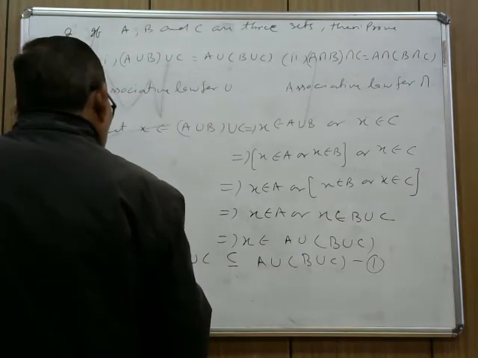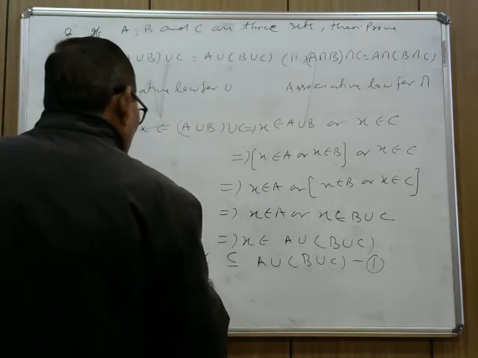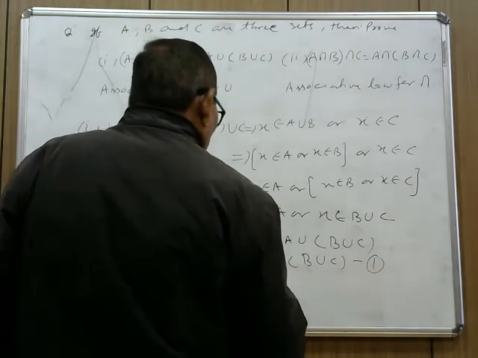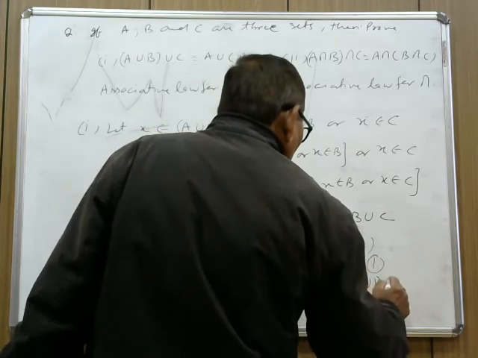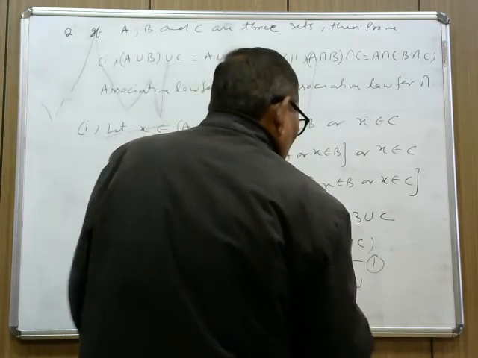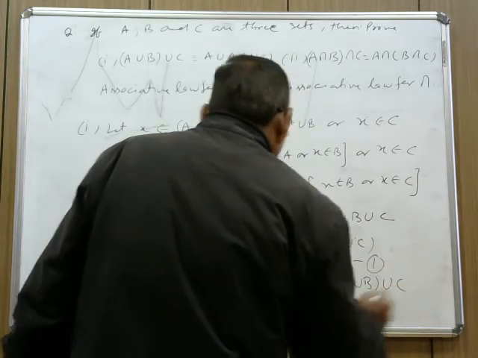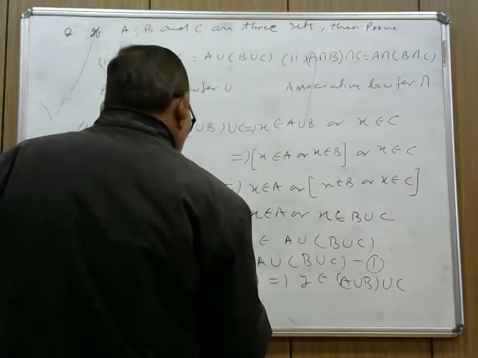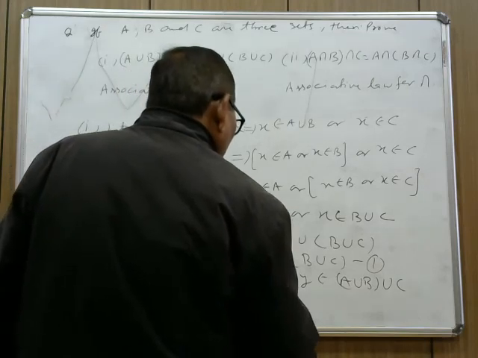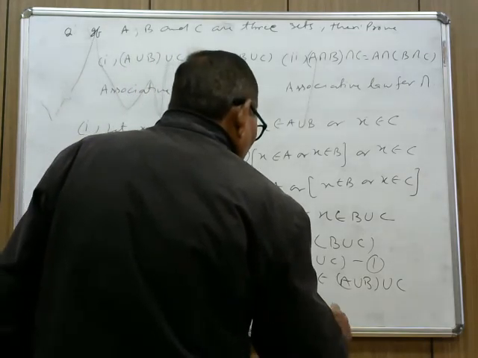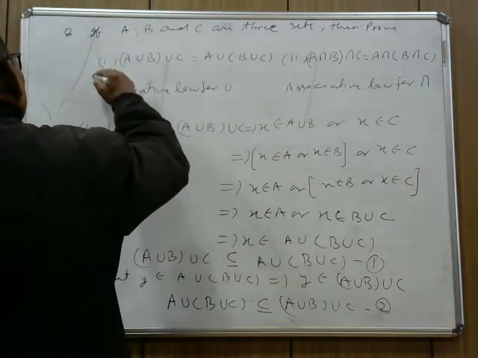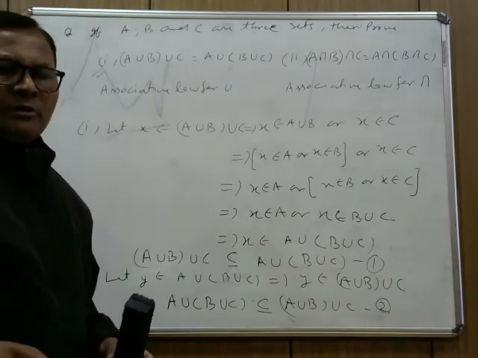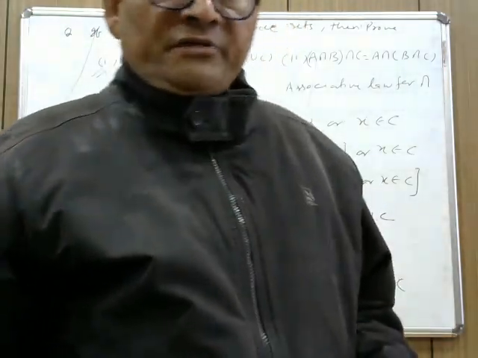Again, let Y belong to the right side. This implies that Y belongs to the left side. Therefore, the right side is subset of the left side. This is 2. So from 1 and 2 we have this result. So in this way you can prove the associative property for intersection also. So that's all for today. Thank you.